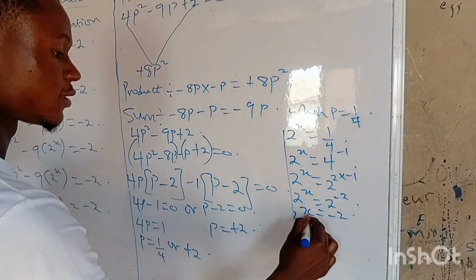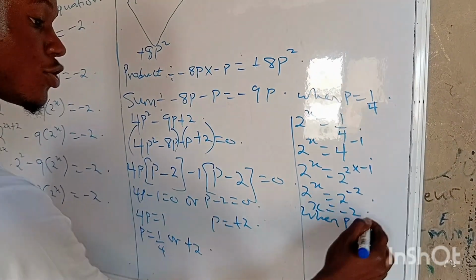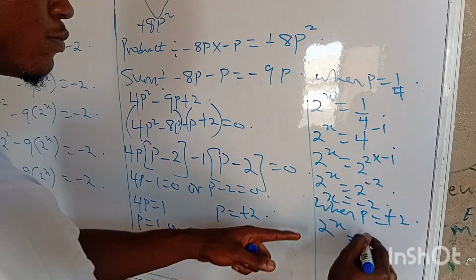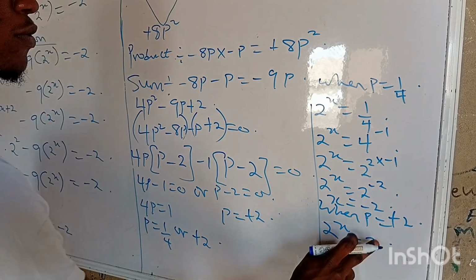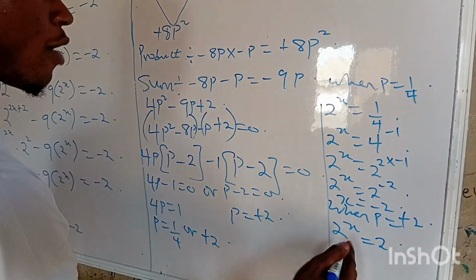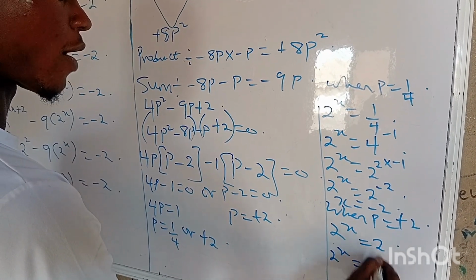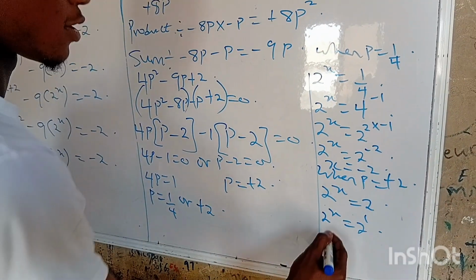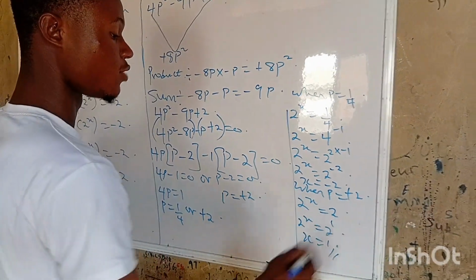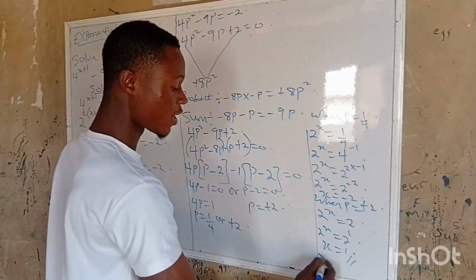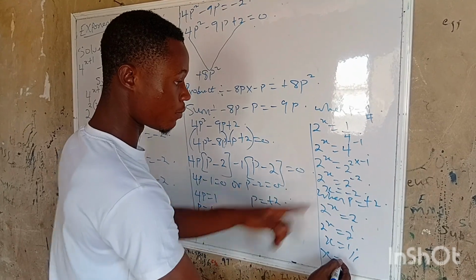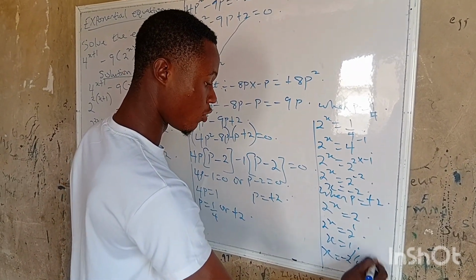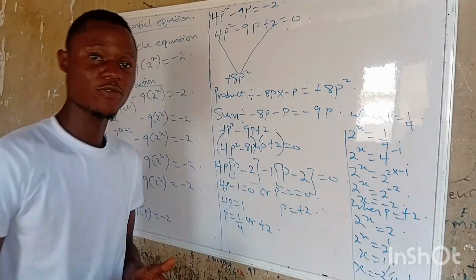When p = 2, we are going to have 2^x = 2. Definitely anything without a power is raised to the power 1, so 2^x = 2^1. The bases are the same, and when the bases are the same, we equate the powers. So x = 1. So that is our answer. What do you get for x here? −2 or +1. So that's our answer. Thank you for watching.